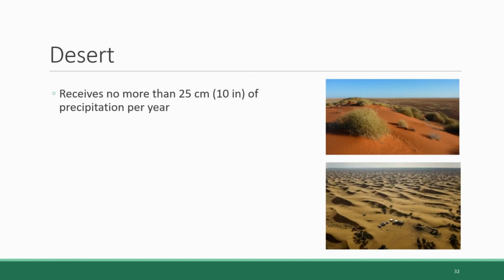Finally, this brings us to desert. So our last biome of the section will end things close to home. Deserts are defined as a region that receives no more than 25 centimeters of precipitation per year, which is the equivalent of 10 inches. They are found in both temperate and tropical zones, so that's why we haven't classified them underneath any one of the zones.